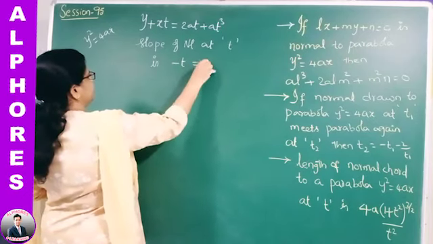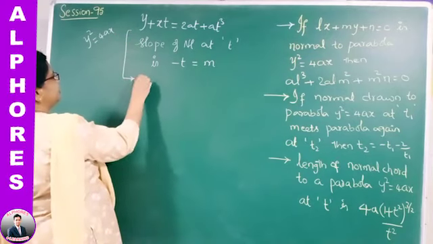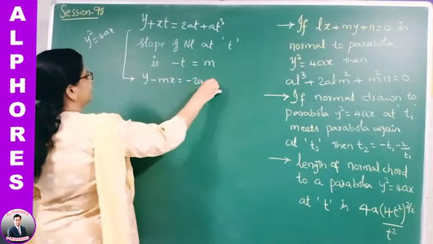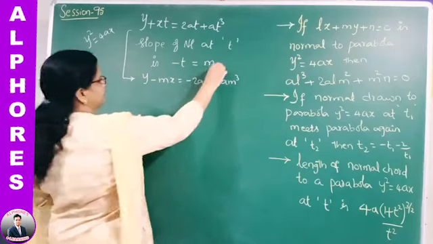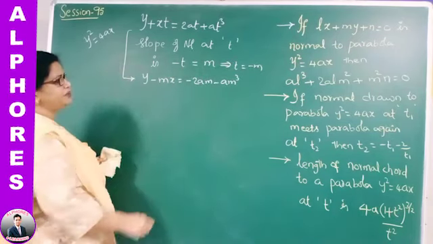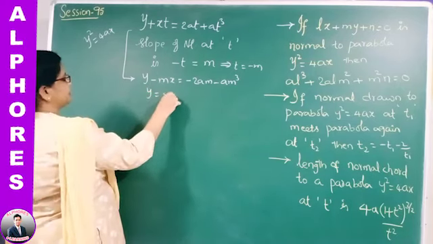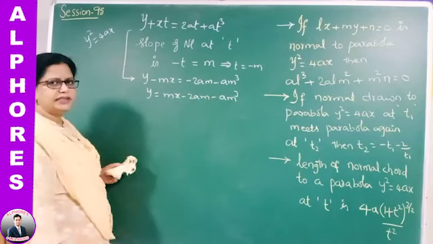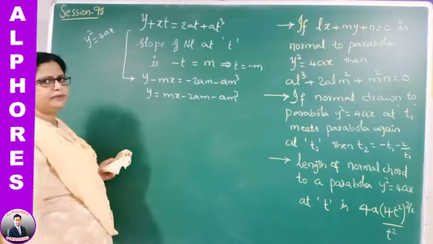Suppose you take minus t as equal to m, then the same equation we can write as y minus mx equal to minus 2am minus am cube. We substituted minus m for t, so wherever t is there in this formula, you substitute minus m. That implies y equal to mx minus 2am minus am cube. This is the equation of normal whose slope is m to the parabola y square is 4ax.